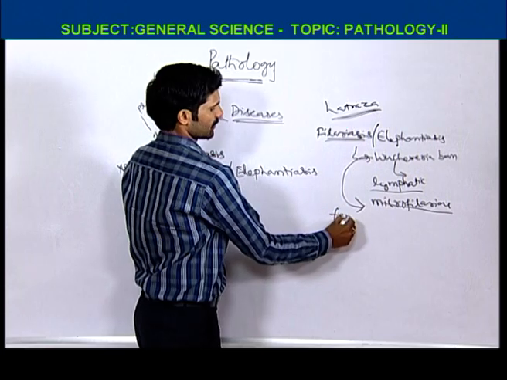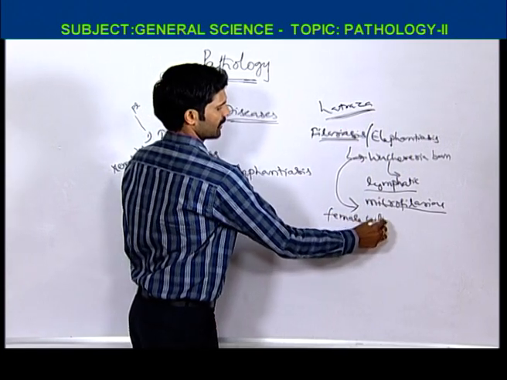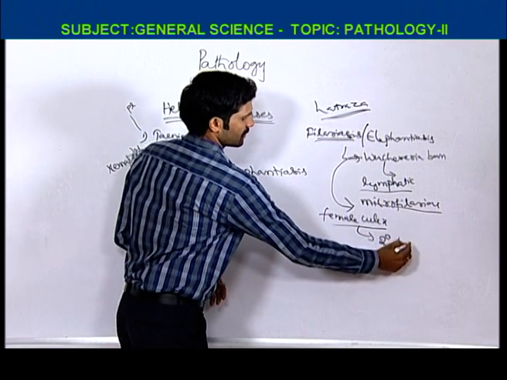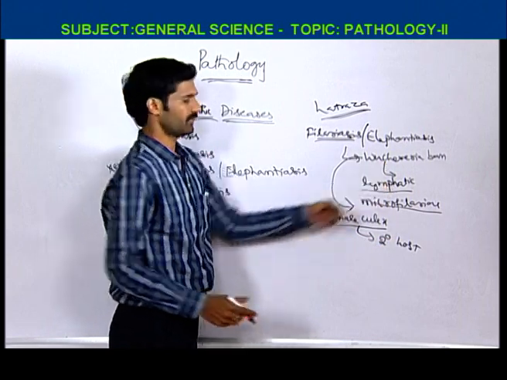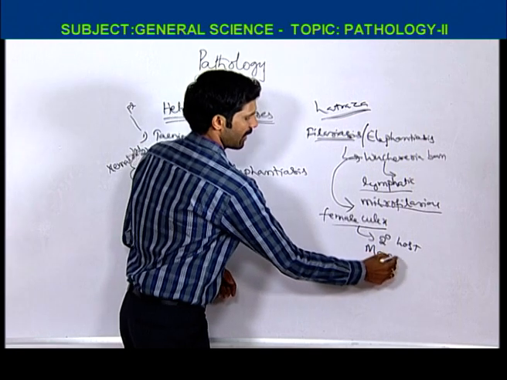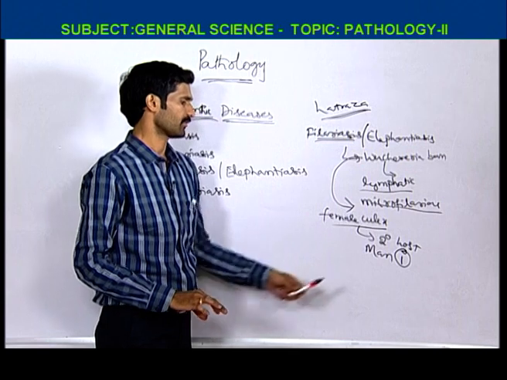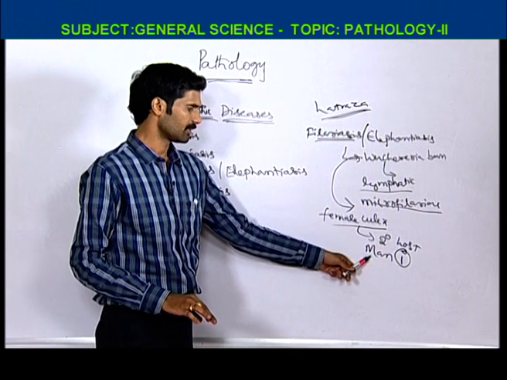Female Culex mosquito is the secondary host for Wuchereria bancrofti, and man is the primary host for Wuchereria bancrofti. So here we already discussed it.